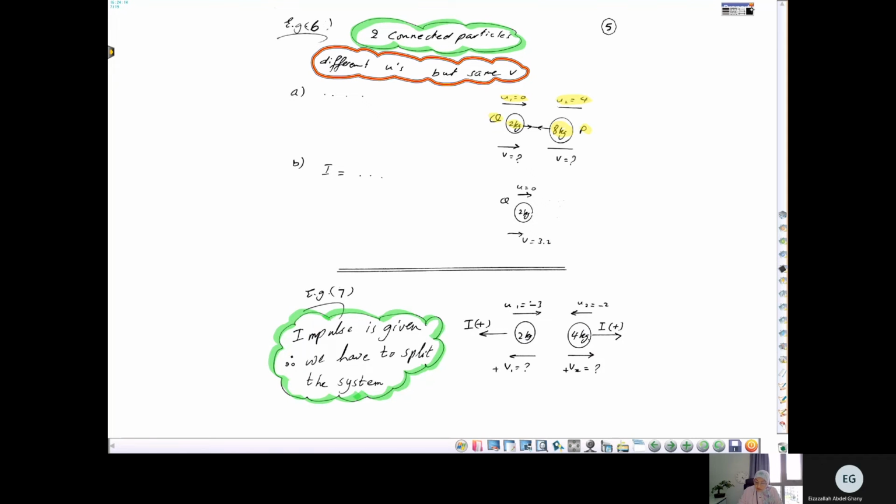Also, in some questions you will have this word, coalesce. The word coalesce means they will become one body. After collision, they are stuck. When you find this, it means same final velocity. Okay? If they coalesce, in this case we don't say coalesce because they are attached by a string.